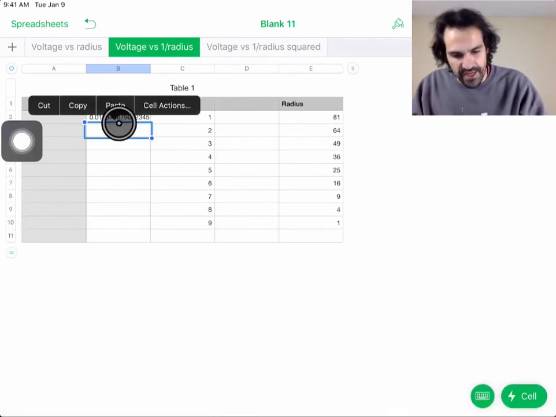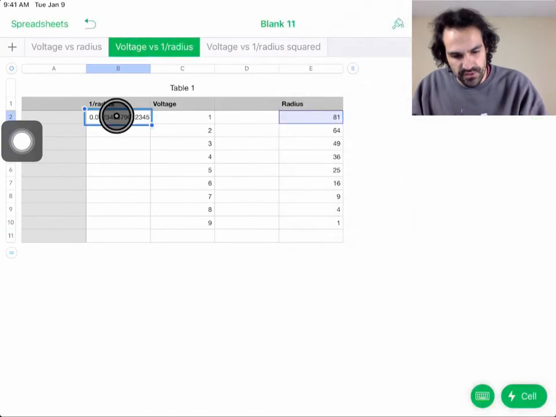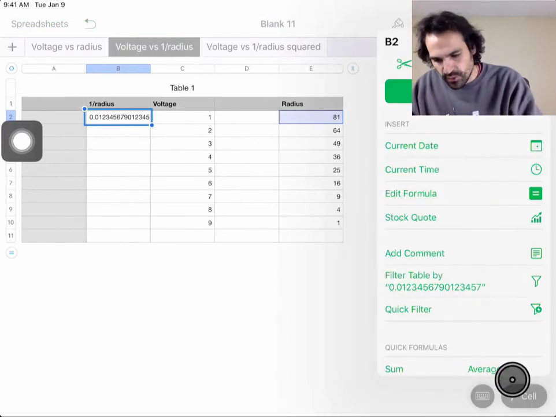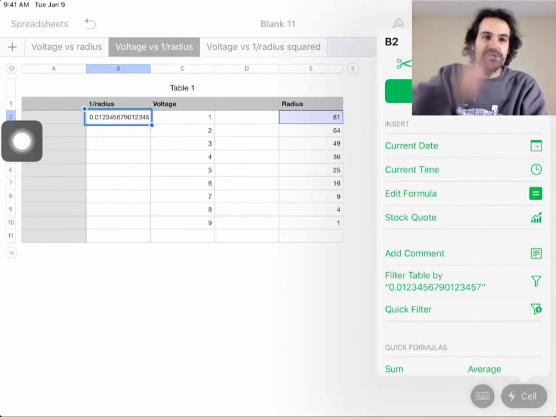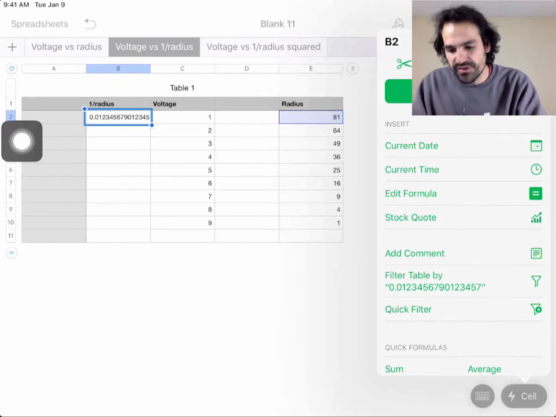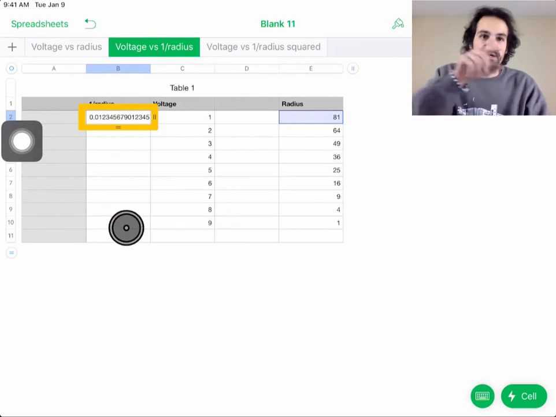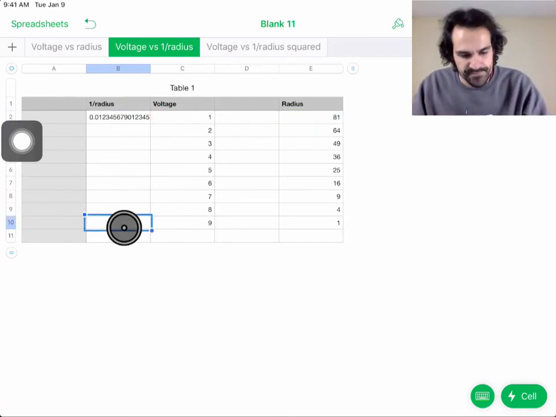So now if I highlight that first cell, and you come down here, and you click on cell, we're going to autofill that same equation to make our lives so much easier. So now once we've done autofill cells, you can drag that bottom edge to fill that equation in, and it'll automatically take the inverse of all of those different radii.